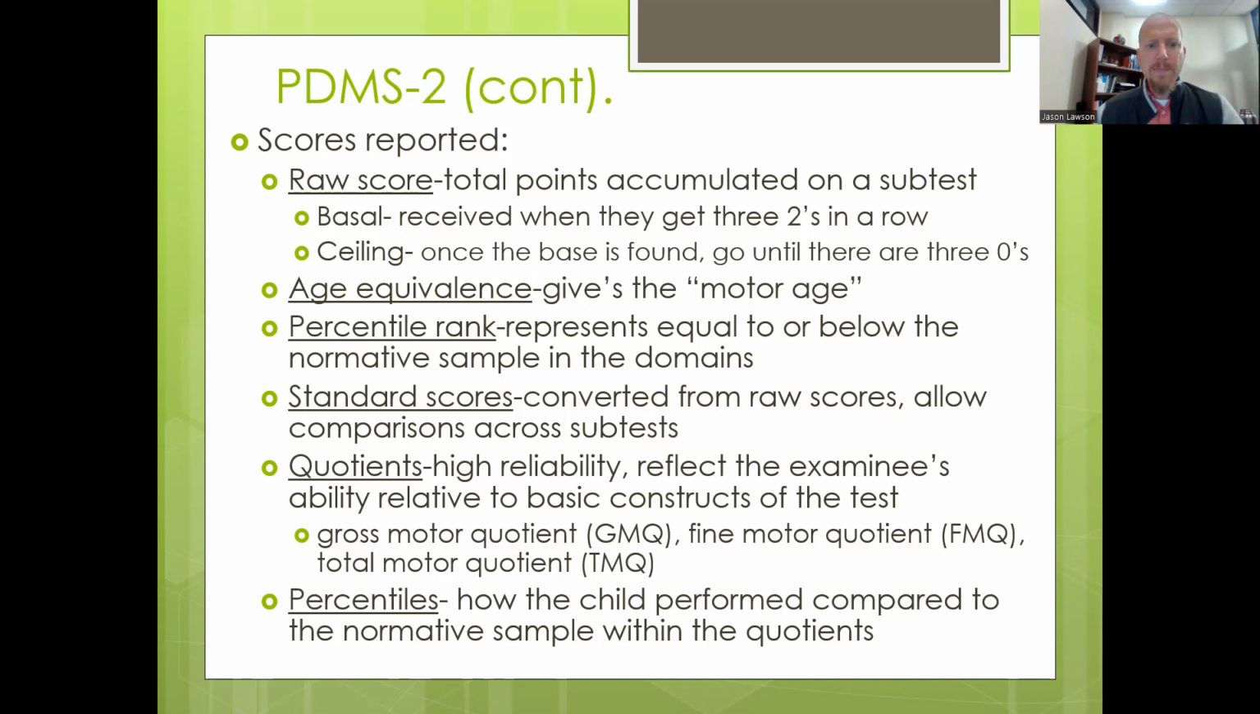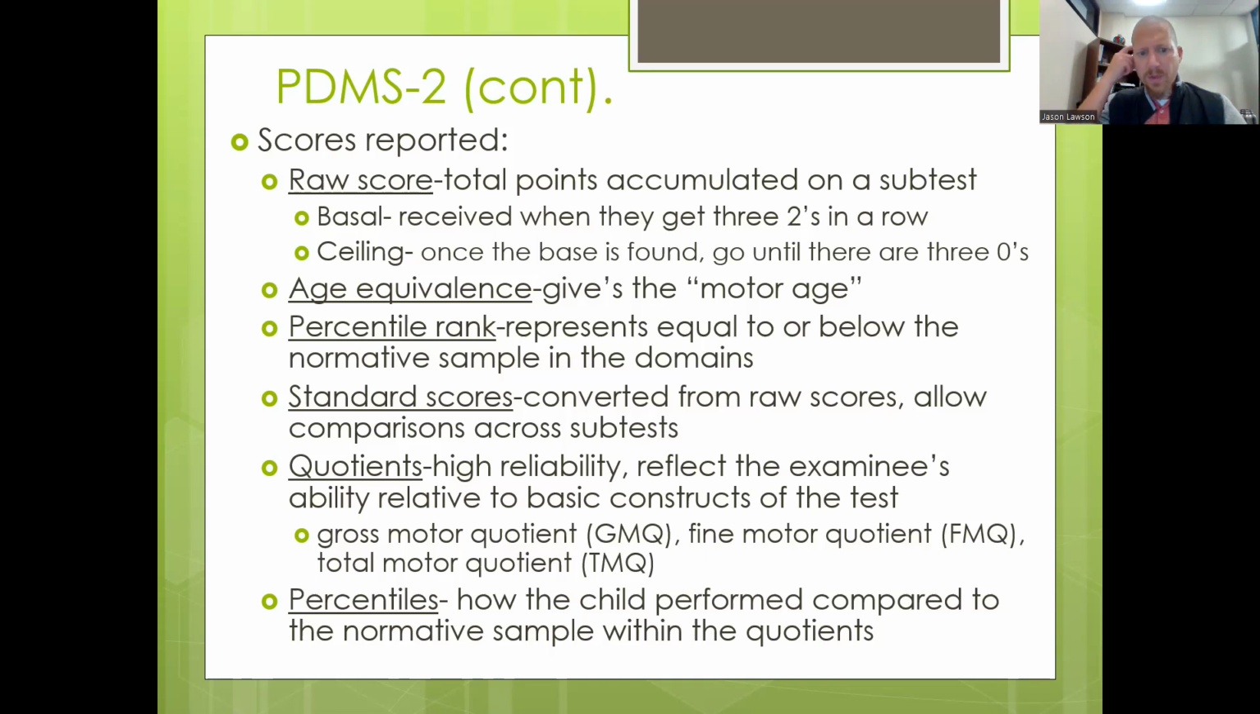It's really interesting with the Peabody. They also have the quotients. The GMQ is known as the gross motor quotient. As I mentioned before, that makes up locomotion, object manipulation, and stationary. The fine motor quotient makes up the sections of grasping and visual motor integration.